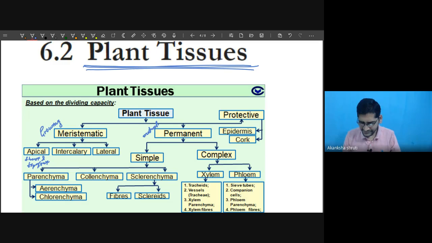Intercalary is between the nodes. We will see the structure. And lateral is for the increase of diameter or girth. Then coming to the permanent, simple permanent or complex permanent. Simple permanent has one type of tissue, but in complex permanent there is more than one type of tissue.